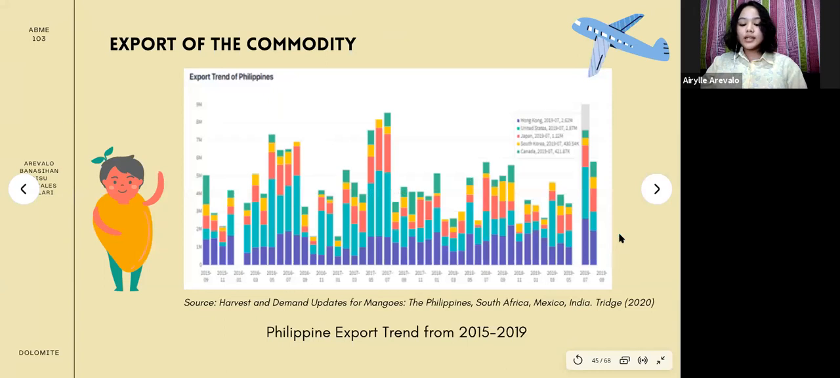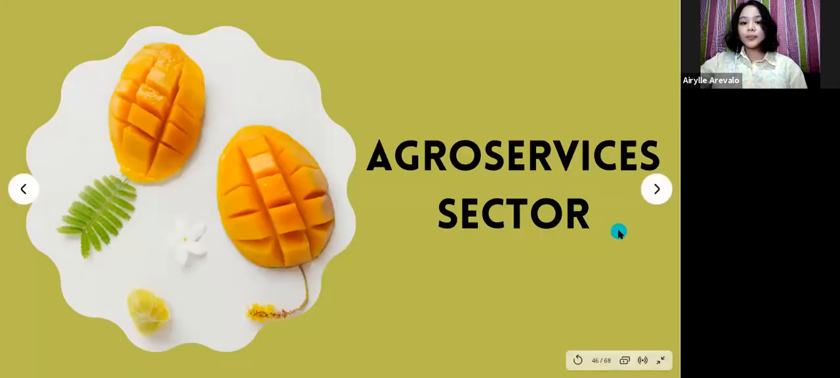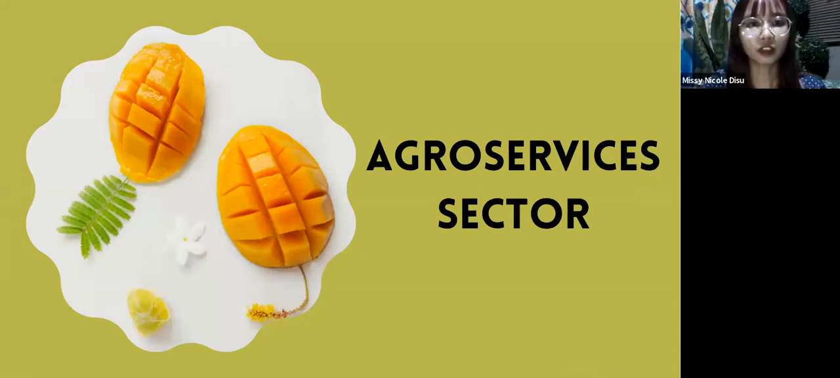The Philippines has respectable credibility for its mango quality to over 40 countries, including the United States of America, Canada, United Kingdom, Japan, Hong Kong, Korea, Singapore, Australia, and Switzerland. Let's move on to the last sector, the agri-services.